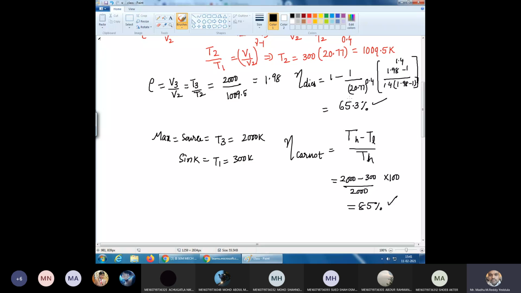Always, as we know, any engine's efficiency should be less than the Carnot efficiency. Then that engine is physically feasible. Otherwise, it violates the Carnot cycle. So any engine efficiency should be less than the Carnot engine efficiency. Clear now? Yes, sir. Right. We'll take one more problem.